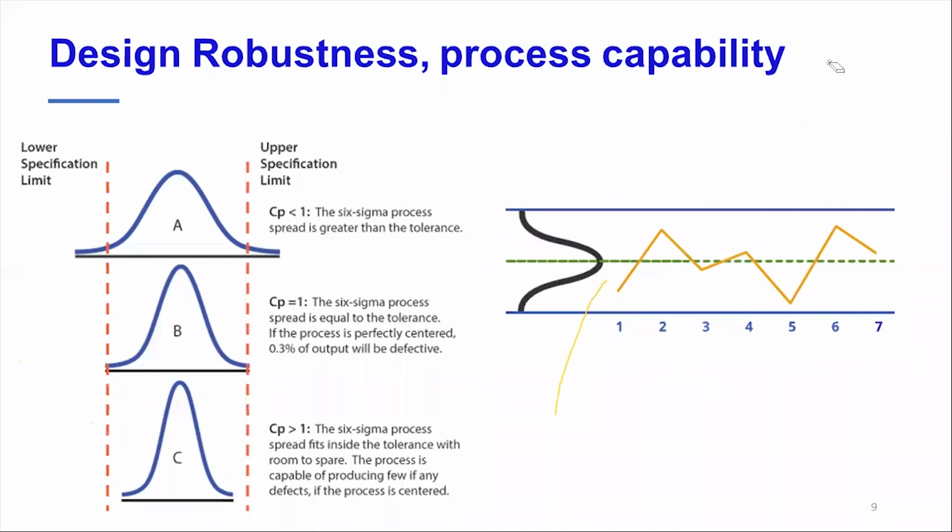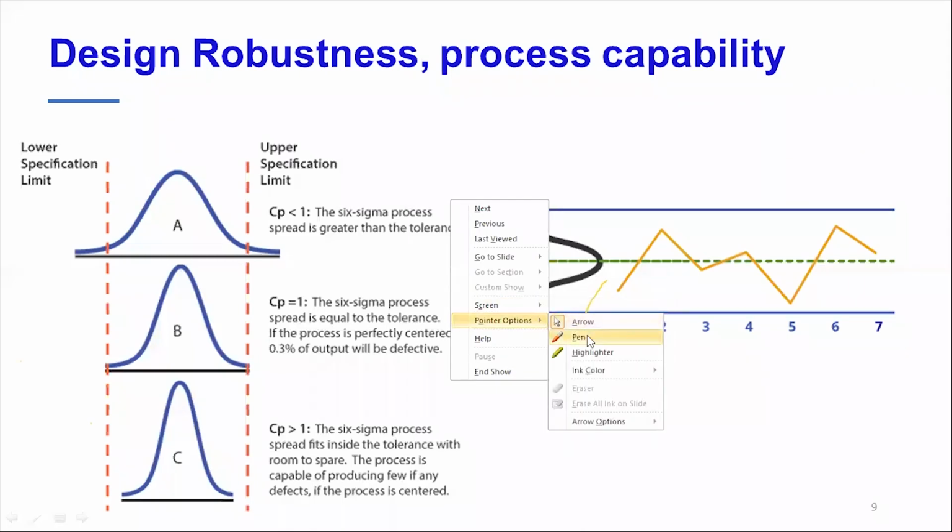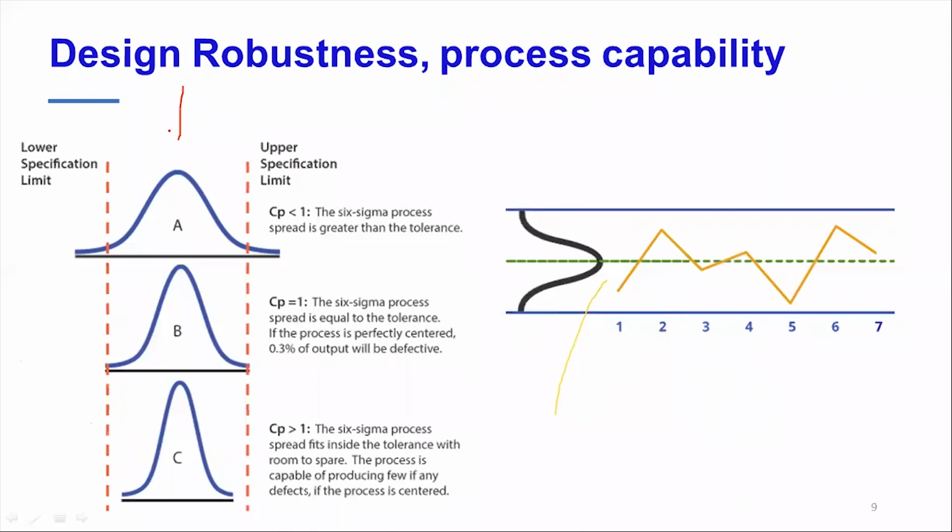Now I'll come a little to process capability. Let's say you come up with a certain thickness of, let's say, 2 mm, with a tolerance of 0.1, so from 1.9 to 2.1 I can go. Then we see how our manufacturing processes perform. This Cp and Cpk is more related to process capability, and what you see on the right-hand side, you can also relate it with design robustness.